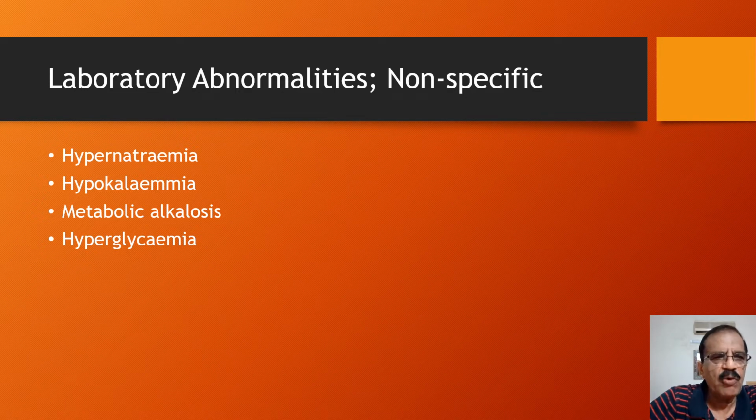These are non-specific abnormalities: hypernatremia, because glucocorticoids retain sodium. It is easy to understand hypernatremia. Every patient may not have hypernatremia because they have an expanded extracellular compartment also. So despite having increased sodium content of the body, serum sodium may actually be within normal limits. Hypokalemia is another very important feature. If the patient is not on any diuretic, is not on any potassium restricted diet and has unexplained hypokalemia, that should make you suspect that this patient may have Cushing syndrome. Metabolic alkalosis is another feature, and hyperglycemia and/or frank diabetes may be a feature. Because these laboratory abnormalities are not specific to Cushing syndrome, I'm not going to spend too much time here.